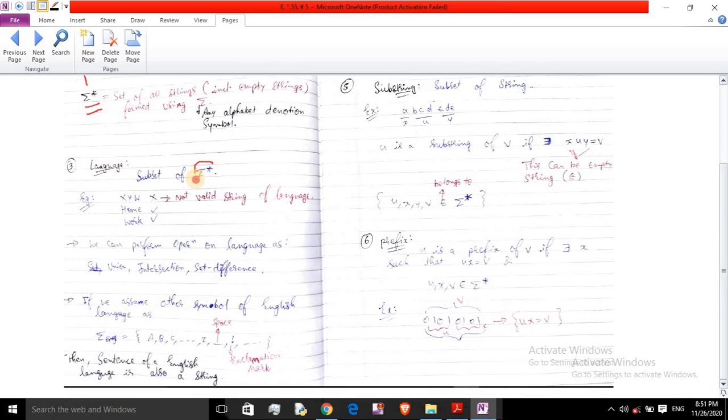What I have told you about is sigma star. It is a universal language. Universal language means it includes all types of languages. So if we talk about English language, Hindi language, decimal number language, or binary number language, each will be a subset of it. We have learned about this concept, what a subset is.